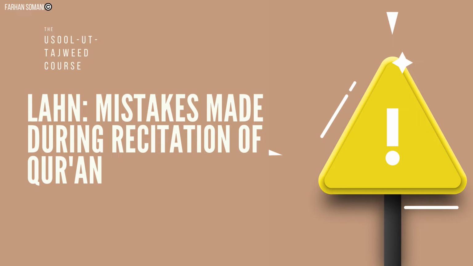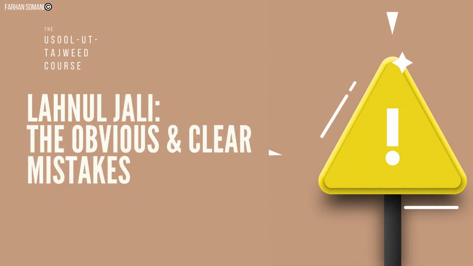And Lahn is divided into two types. Number one, Lahnun jali, obvious and clear mistakes. This is a mistake which occurs in the pronunciation that affects the accuracy of the recitation, even if the mistake changes the meaning or not. So Lahnun jali refers to obvious and clear mistakes. It is a mistake that occurs in the pronunciation which affects the accuracy of recitation of the Quran, irrespective of whether the mistake leads to a change in the meaning or not.